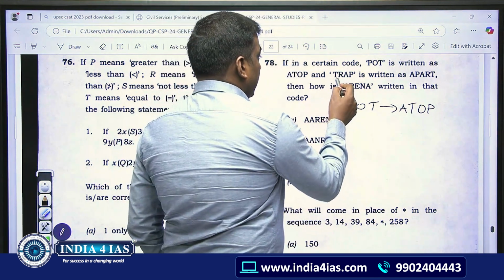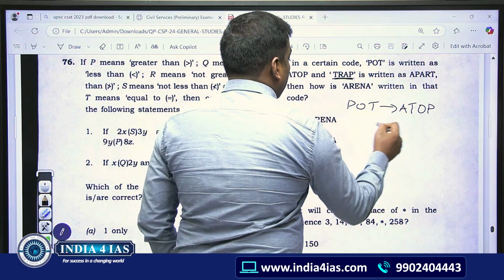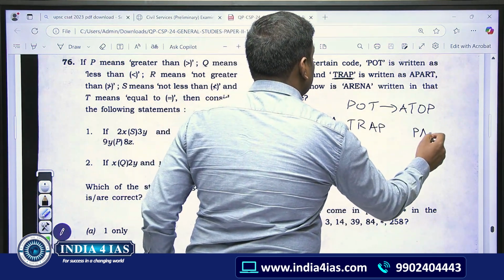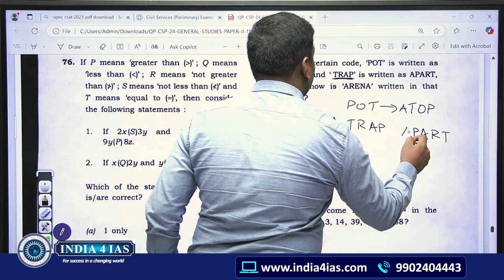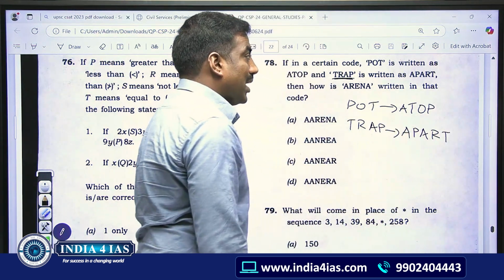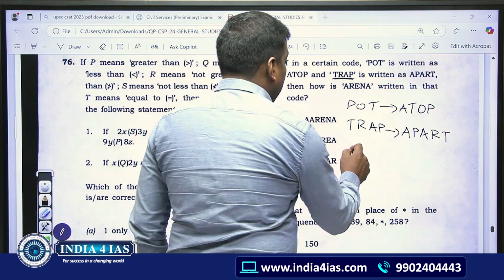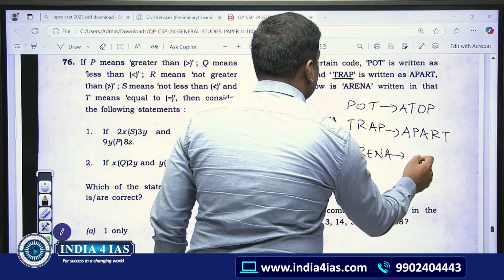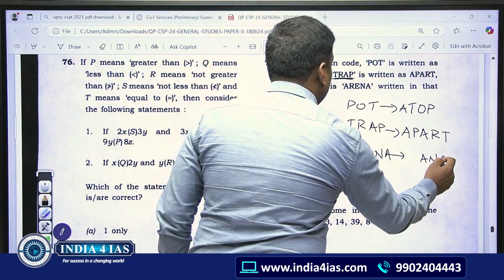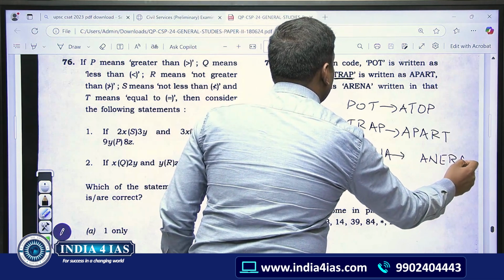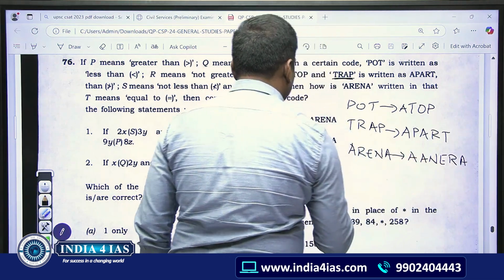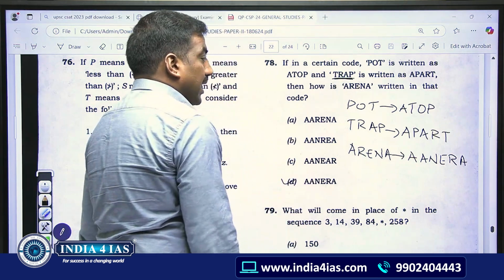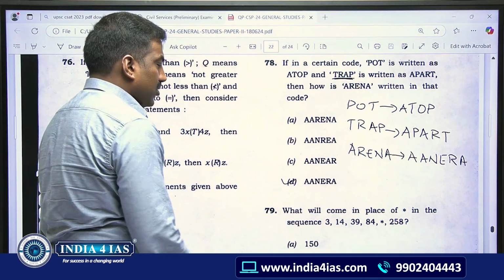So similarly, trap can be written as part and add A: apart. Then arena: reverse it. If I reverse it, it will be anera. Then add A. So this will be aanera. So simple.